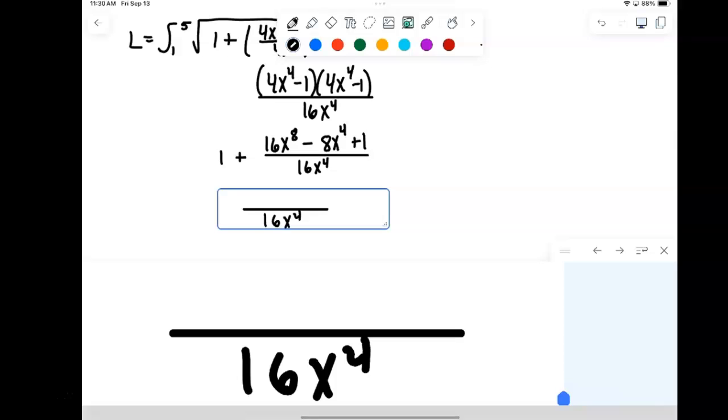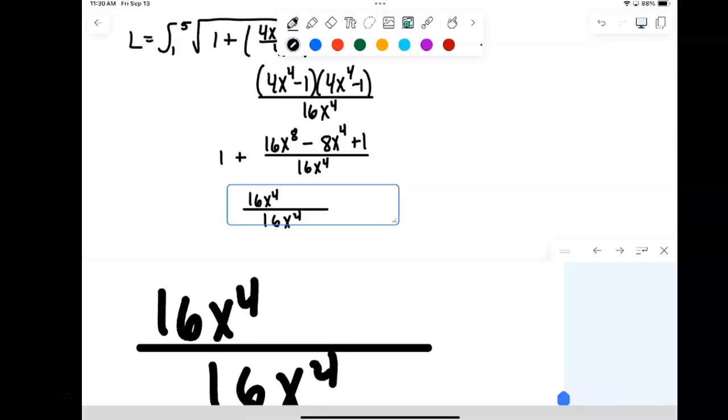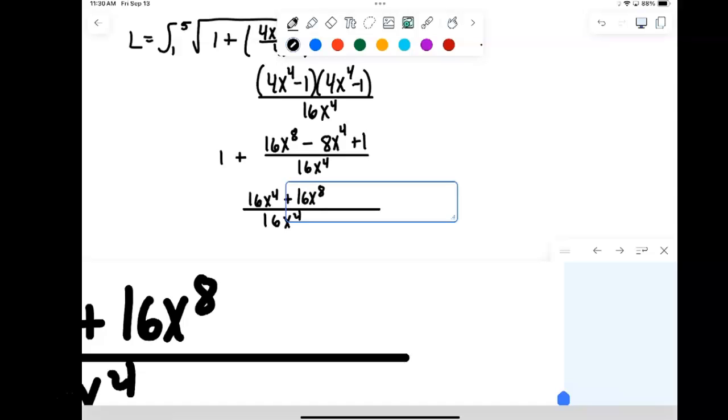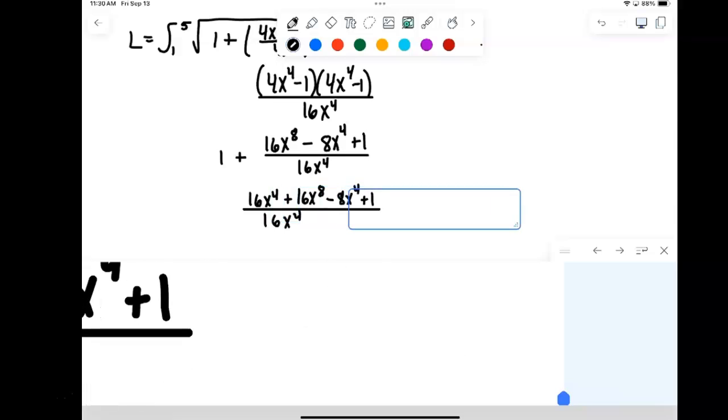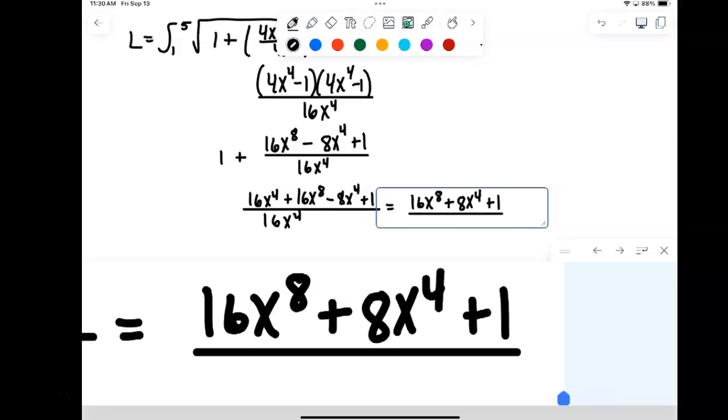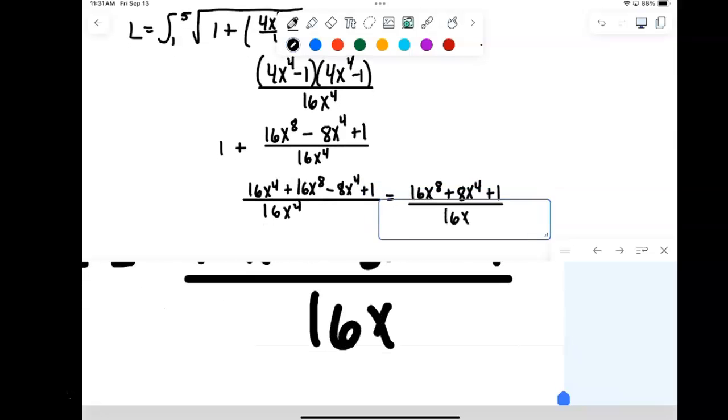And then we're going to have a 16x to the fourth plus all the other stuff, 16x to the eighth minus 8x to the fourth plus 1, and then that's going to become 16x to the eighth plus 8x to the fourth plus 1, all of that over 16x to the fourth.